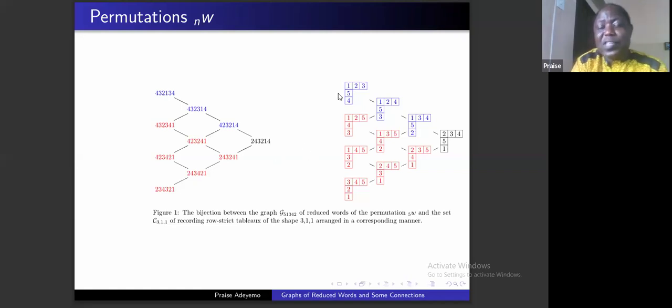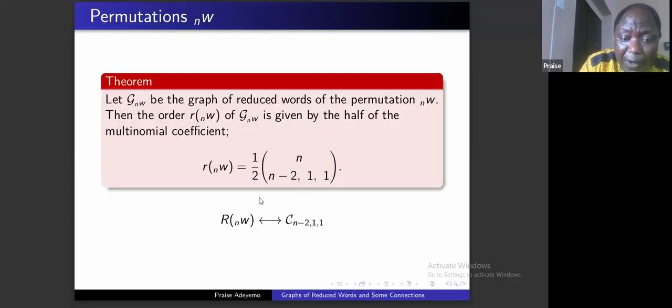So the question is, once I know the number of these, which is half of the multinomial coefficient, that is because it's a bijection. I use the bijection to establish the number for this. In other words, if I want to count, the cardinality is actually the cardinality of the reduced words for this permutation, which we consider as the vertices, and that's why we say that we have this bijection.